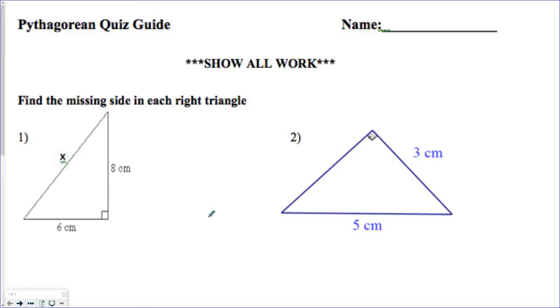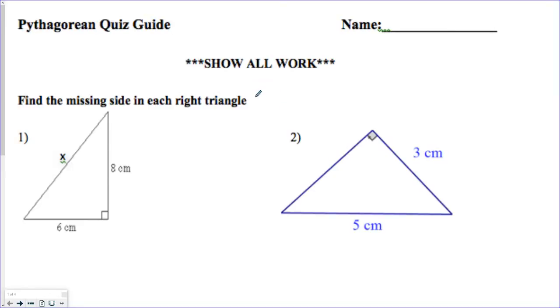So we're going to be looking at the study guide for the Pythagorean quiz coming up in 8th grade. This quiz deals mainly with right triangles and the derivatives of the right triangle Pythagorean theorem formula that we derived in class. So the first part is just the basic use of the Pythagorean theorem to find the missing side of a right triangle.